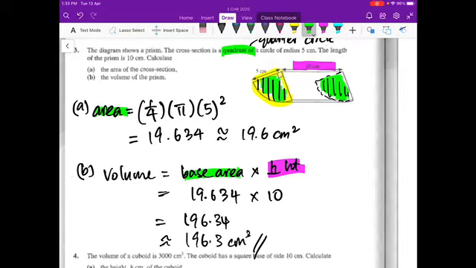Any questions? What? Oh yeah, 196. Okay. 1 dp for degree. Angle in degree. Can I carry on? You finished already? The next question.